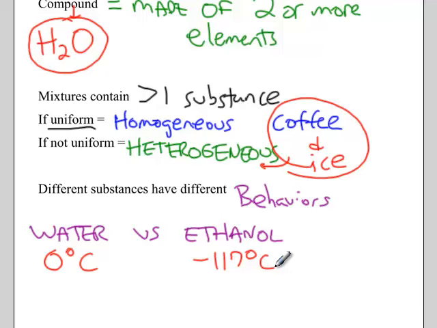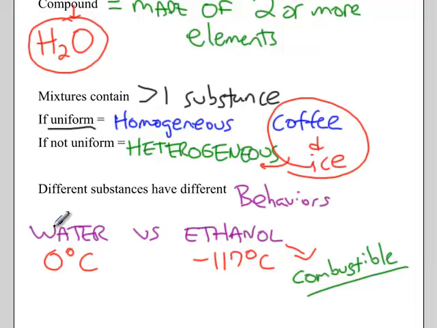Besides that type of property, we can also look at reactions. Ethanol can be burned, which means it is combustible. That's a different type of property. Water, obviously, is not combustible.